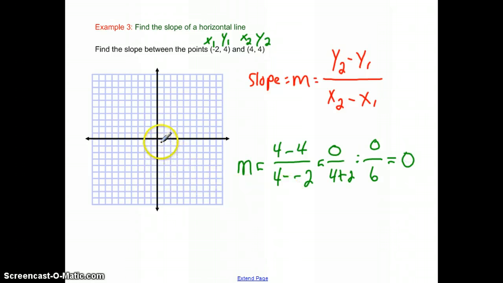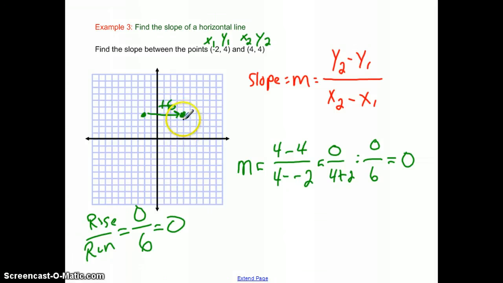If we graph these points, negative 2, 4, it's right there. 4, 4 is here. It doesn't matter what point we start at. Let's say I start at this point. We don't go up or down, so our rise is 0. All we do is we go to the right 6 spaces. So if we do rise over run, our rise was 0 and our run was 6, and that gives us 0.